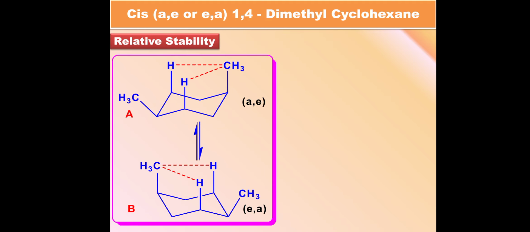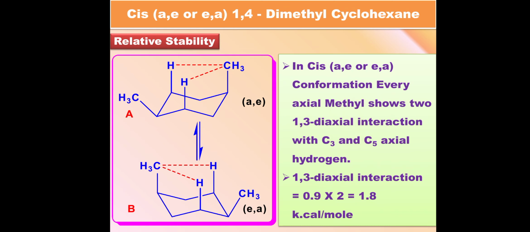If you look at cis axial-equatorial or equatorial-axial 1,4-dimethylcyclohexane, for relative stability, in the conformations before flipping and after flipping, in both cases one methyl is at the axial position, either axial-equatorial or equatorial-axial. That axial methyl shows two 1,3-diaxial interactions with the axial hydrogens on carbon number 3 and carbon number 5, and therefore its energy goes to 1.8 kilocalorie per mole.